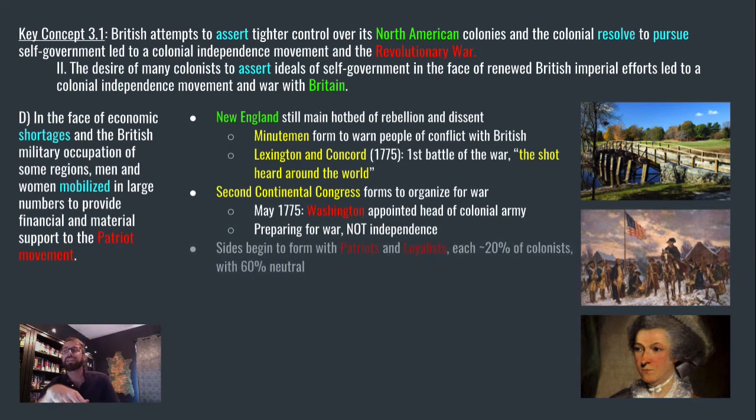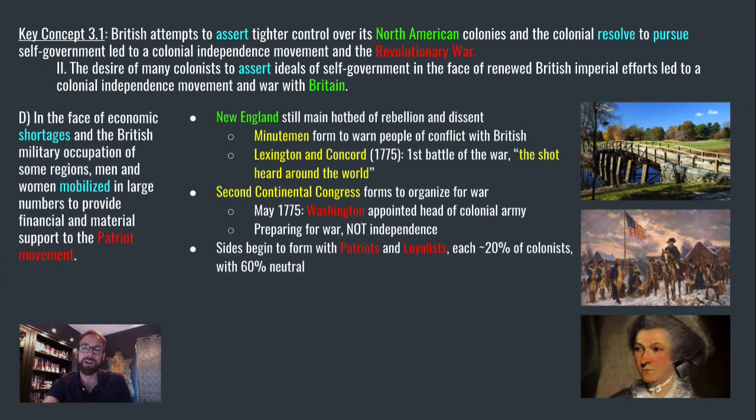So sides begin to form because there's a war at hand. There were two different movements. There was the Patriot movement, those that supported the colonial leaders, and there was the Loyalist movement, those that supported the British leadership. The Loyalists were okay with these new taxes. Oftentimes, the Loyalists themselves had some job involved in the imperial administration, so they would have lost out if we became the United States and became independent.